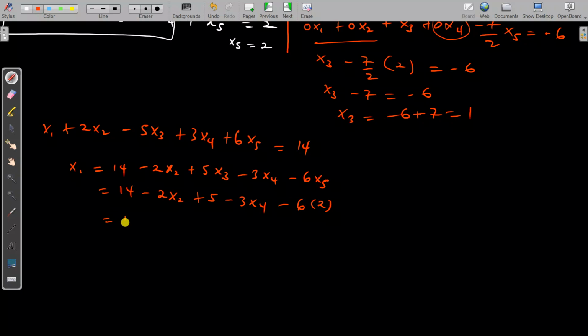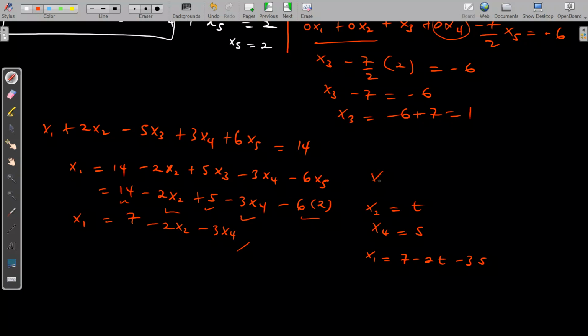And now this will summarize to 14 plus 5, which is 19, and minus 12. So 19 minus 12, what would that be? That's going to be 7, right? And then I add these two, which I don't know, negative 2x2 minus 3x4. And this means that we have some free variables. If you remember in our previous lesson, since I don't have anything determining x4 and x2, it means x4 and x2 are free, and I can choose them to be any value at all. So I can choose that x2 should be t, and then x4 should be s, so that in that case x1 will be equal to 7 minus 2t minus 3s, right? And then I know that my x5 is actually 2, and x3 is also equal to 1.